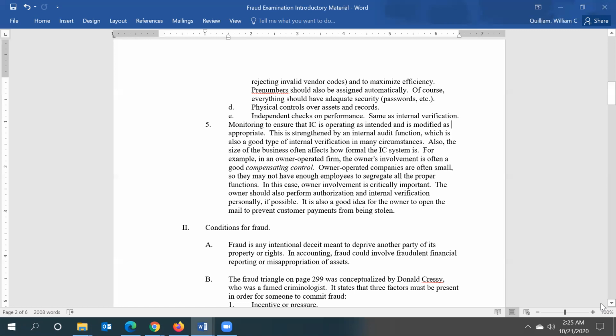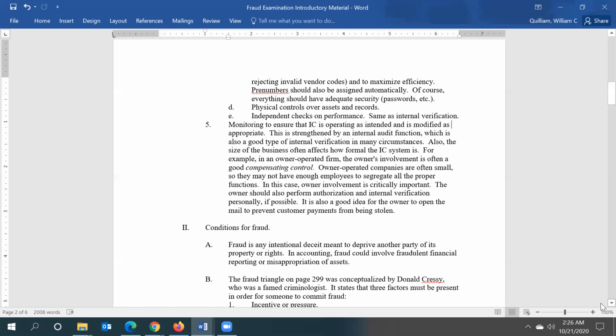For example, in an owner-operated firm, which is small, the owner's involvement is often a very good compensating control. Compensating control means that if at first it looks like we don't have good internal control, such as there's not good segregation of duties, well, in that case, we want to see the owner's involvement. Very good compensating control. So that more than makes up or compensates for the lack of segregation of duties.